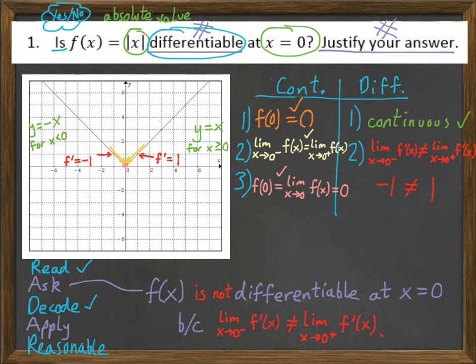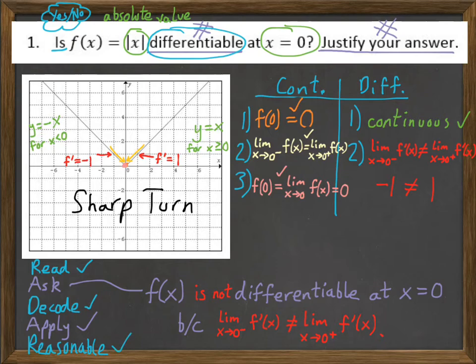Okay. So now I've applied my knowledge. Let's check if our answer is reasonable. Some of you may have recognized already that because of the sharp turn in this absolute value function, we knew that it wasn't going to be differentiable. Any time a function has a sharp turn, the derivative is changing instantaneously. So hence the derivative at that point is not going to exist. Okay, so our answer is reasonable.